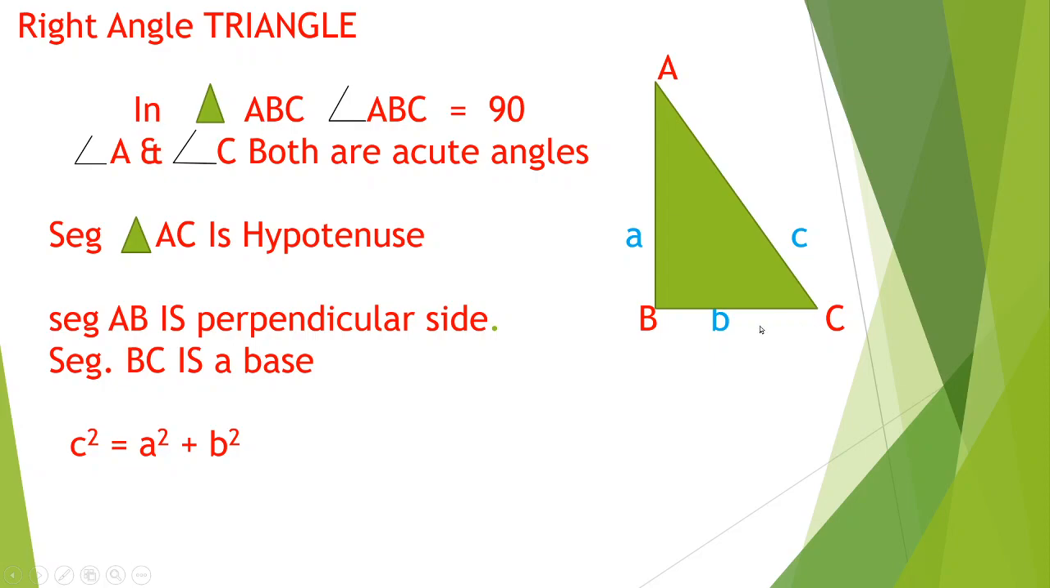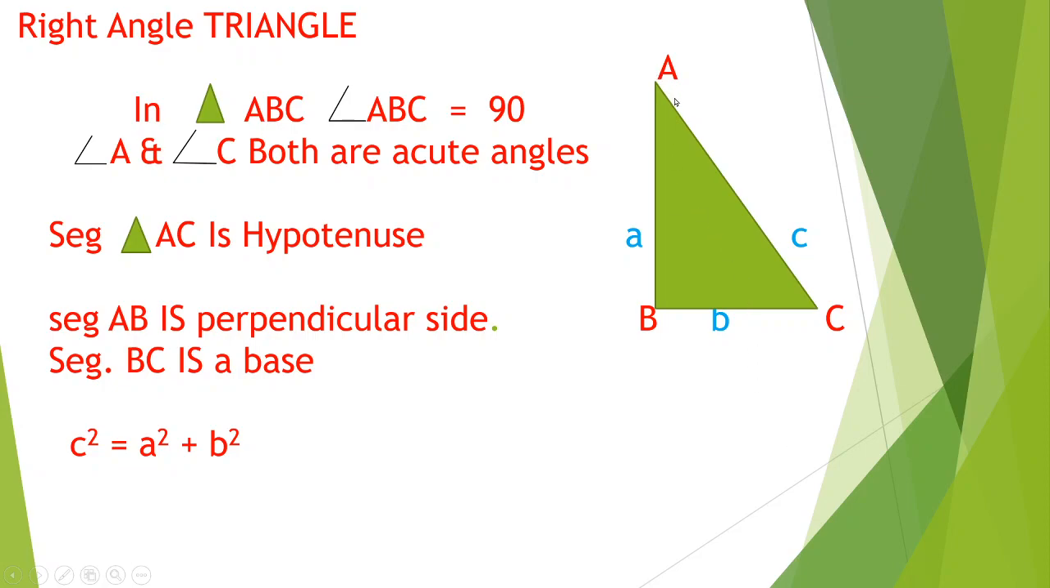We are just revising the right angle triangle. The remaining two sides: AB is the perpendicular side and BC is the base. If B is a right angle, then angle A and angle C both are acute angles. AC is called the hypotenuse. You know the Pythagoras theorem.